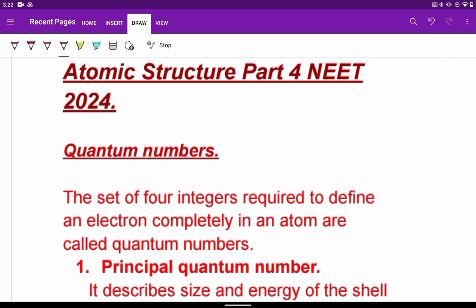Similarly, if we want to locate a particular electron in an atom, we have a set of 4 identification numbers. These identification numbers are called quantum numbers. So we can say that there is a set of 4 integers which are required to define an electron completely in an atom, and these set of 4 integers are known as quantum numbers. We will deal with them one by one.